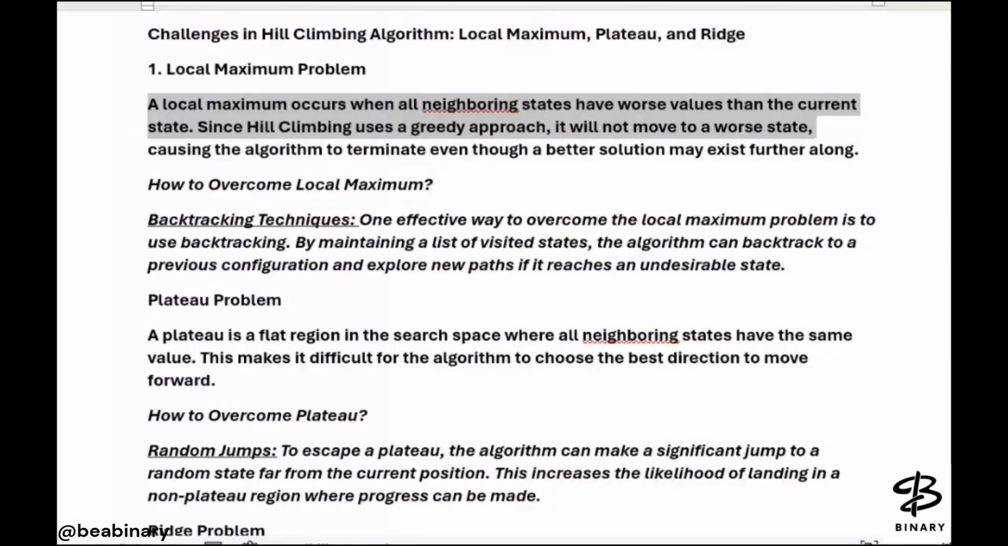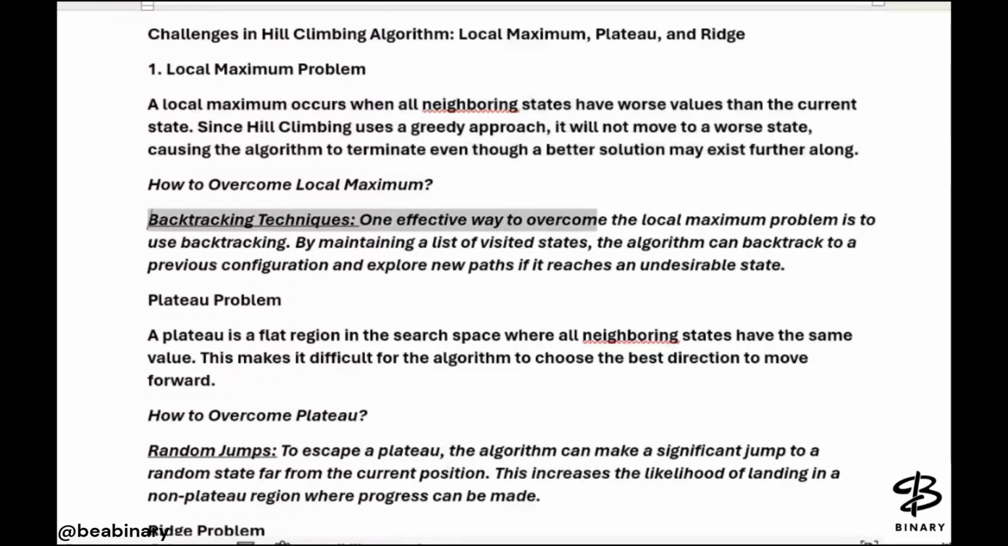It will not move to a worse state, causing the algorithm to terminate even though a better solution may exist further along. Like if the better solution is not present at the neighbor, but it may be present at further states or further steps, it will terminate based on the local maximum only. So how do we overcome the local maximum? Backtracking technique. What is a backtracking technique?